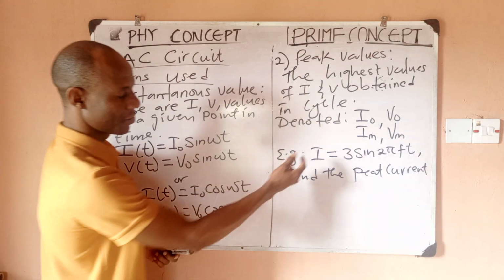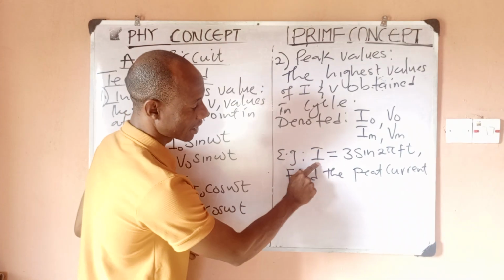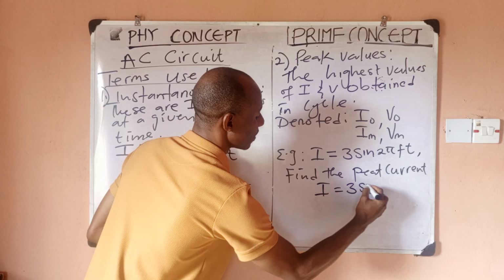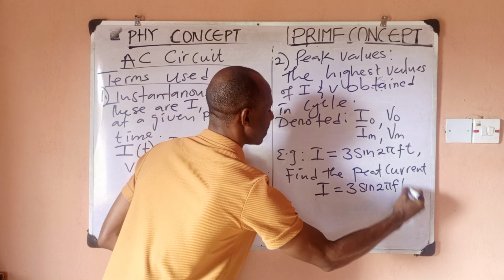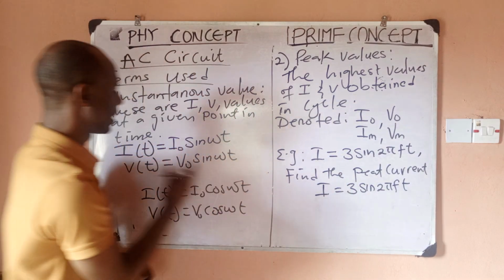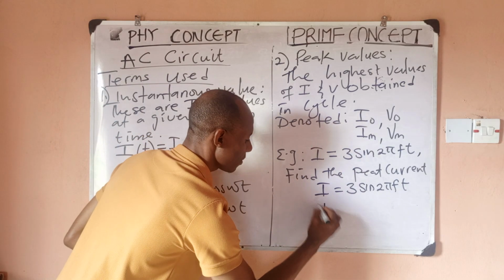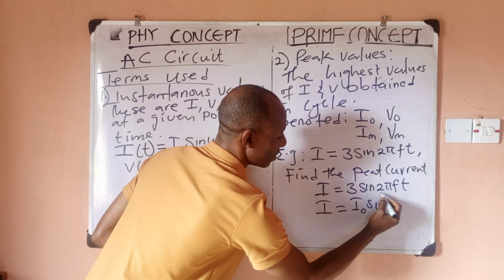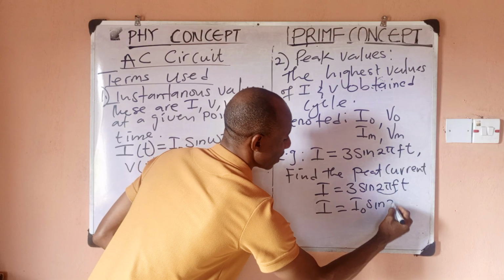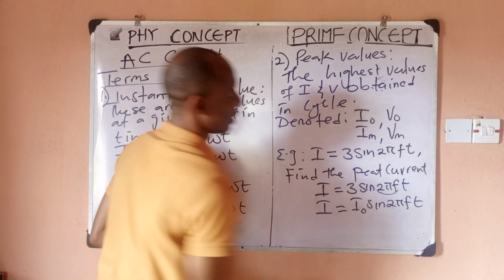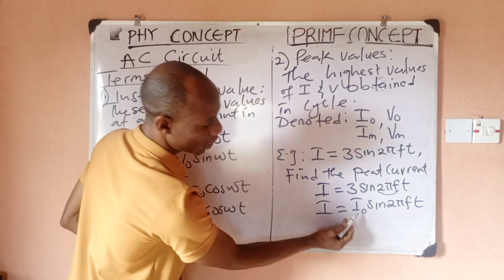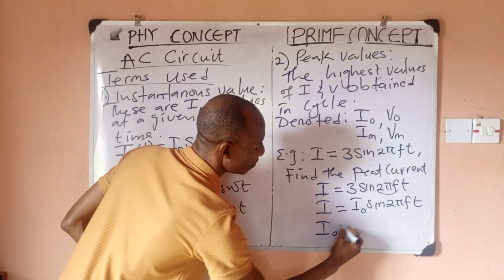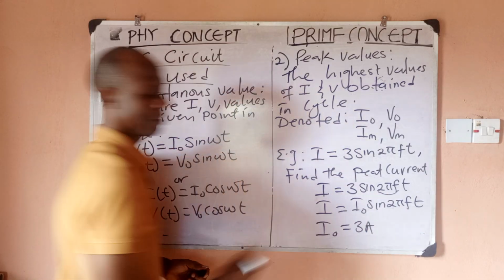So quickly, it's very simple and straightforward. Since we have that I is equal to 3 sine 2 pi ft, we can compare this to the standard equation which we know as I equals I naught sine omega t. Remember, 2 pi f simply means omega. So when you compare these two equations, you would quickly see that I naught would represent what? 3. So it means that the value of the peak current is 3 amperes.